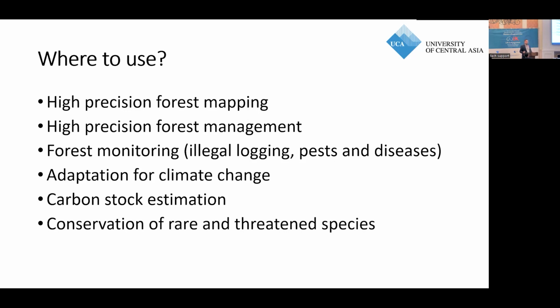For pests and diseases control, because the NDVI, as Evgenii was talking about before, is high on healthy vegetation and really low on ill or sick vegetation. We can use it for planning all the activities for adaptation to climate change, for carbon stock estimation, and for conservation of rare and threatened tree species.